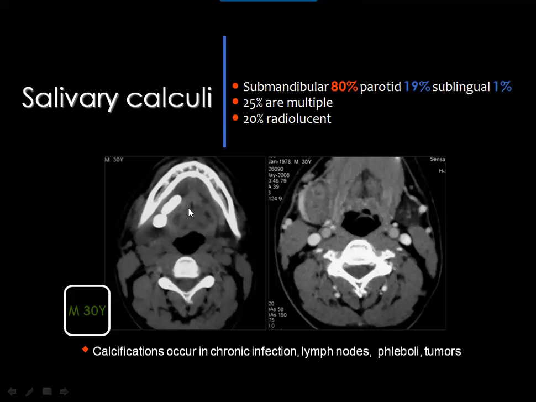And here you see two very big stones in the region along the course of the right submandibular salivary duct. And if you look here, you see that the submandibular salivary gland is enlarged and it is more dense compared to the left submandibular salivary gland. And one of the important issues is to look at the overlying fat planes. Then you can see some stranding or dirty appearance.